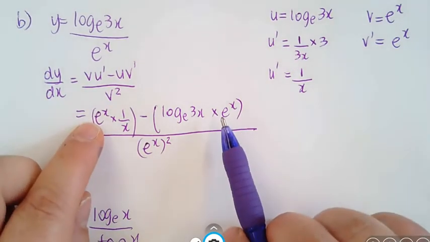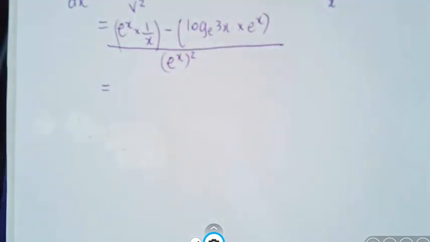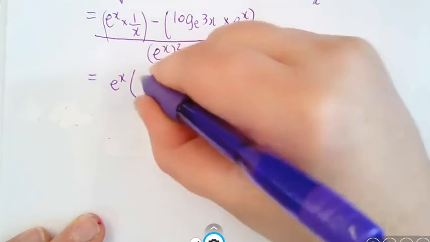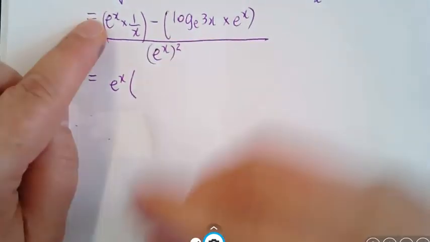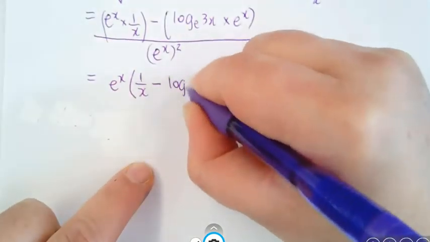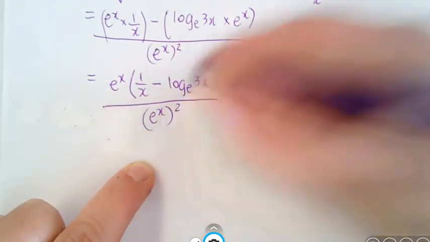Or we can factorize out the e to the x and then cross them off in the next step, and divide each term by e to the x. On the numerator we can factorize out e to the x. We'll pull that out the front. What have I got left once I pull it out? 1 on x minus log to the base e of 3x over e to the x squared.